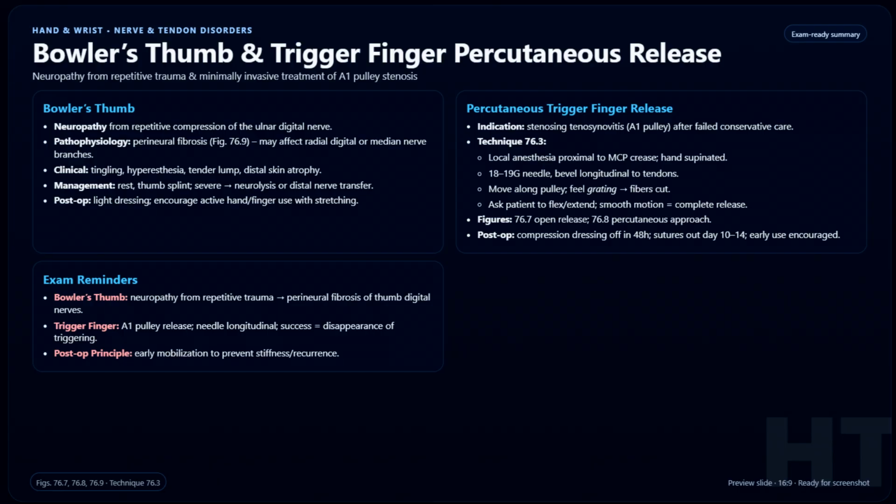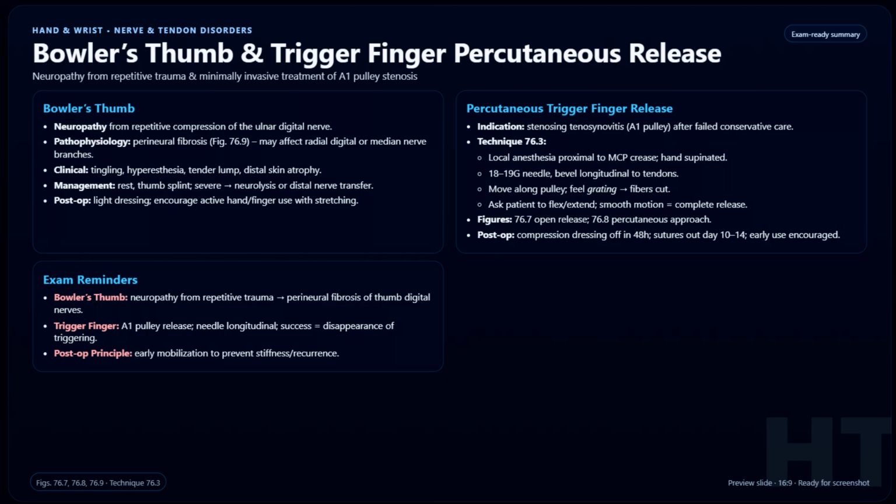Management. Early recognition is key. Simply resting from bowling and using a thumb splint can be enough in mild cases. In persistent or severe cases, surgical interventions may be required, such as neurolysis or even distal nerve transfer to bypass the fibrotic segment.